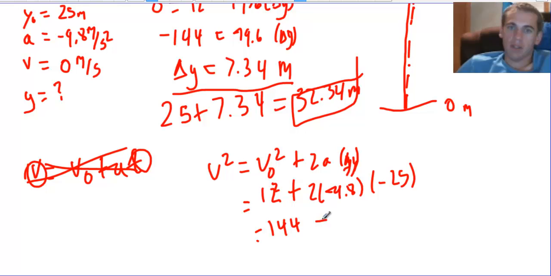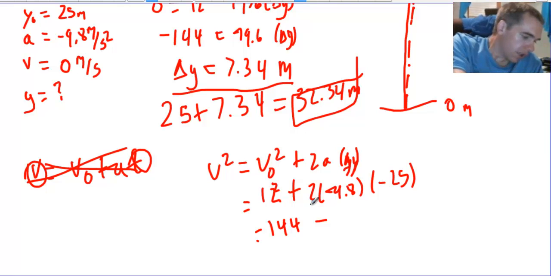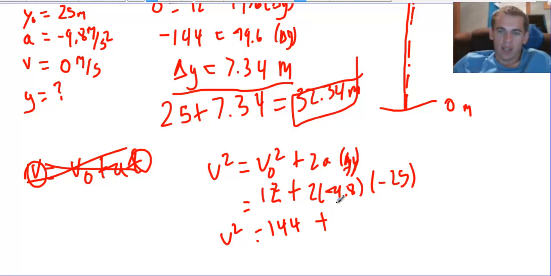minus 19.6 times 25. Why do I feel like I should know what that is? Yeah, oh well, I'll try it. 19.6 times 25 equals 490. That's why I felt like I knew what that was. So 144, v squared equals 12 squared, which is 144, plus, right, because a negative times a negative is positive, 490.